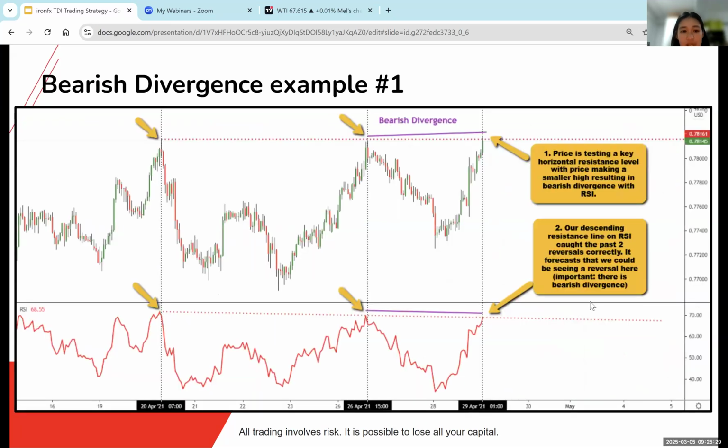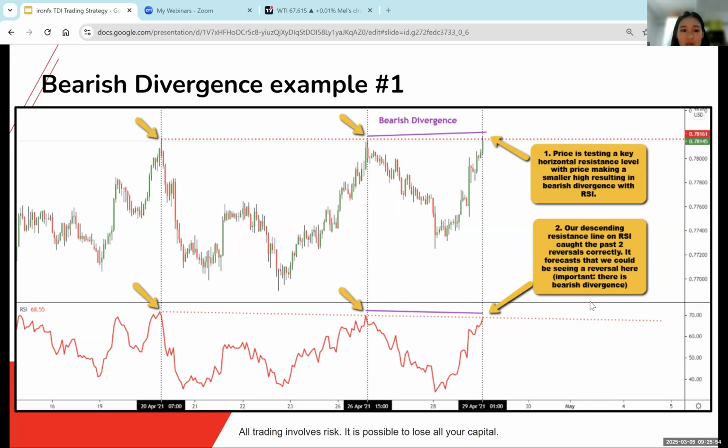Okay, so we can look at our first bearish divergence example. The reason why this works for TDI as well, this normally works for RSI and stochastic because they are momentum oscillators. Because our TDI also takes into account certain components of our RSI indicator, this method works well for that as well.